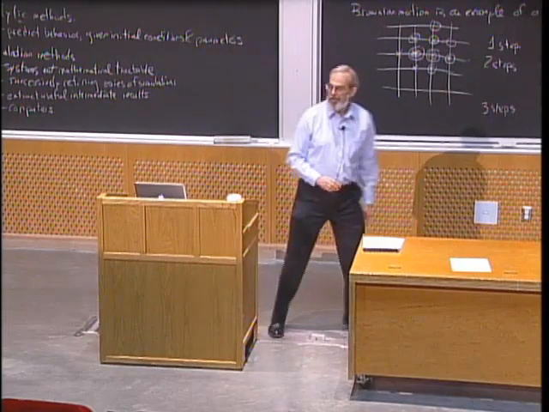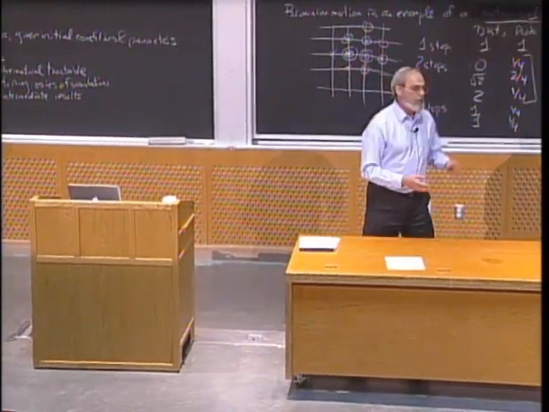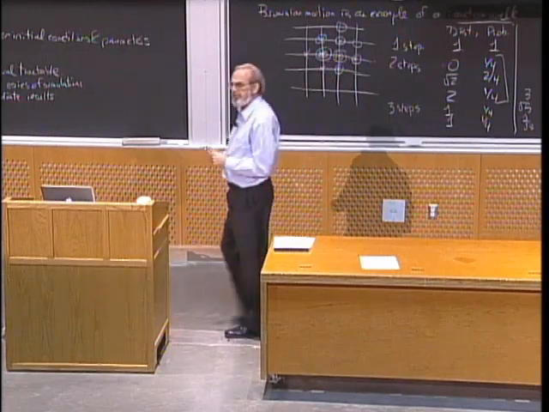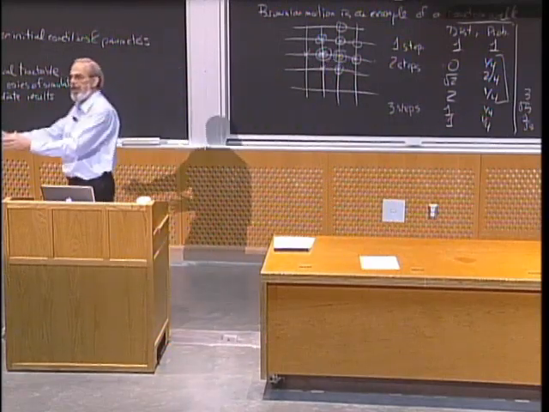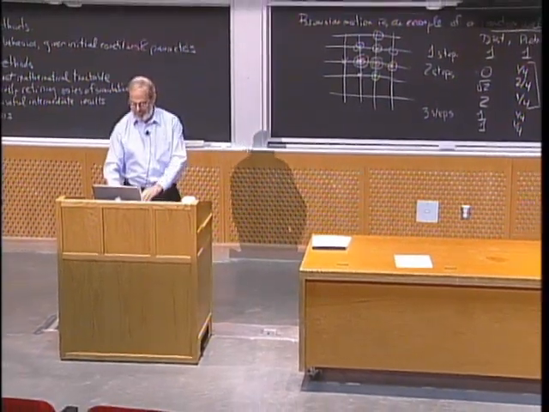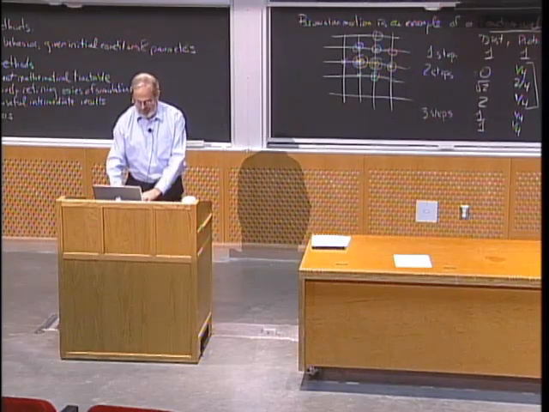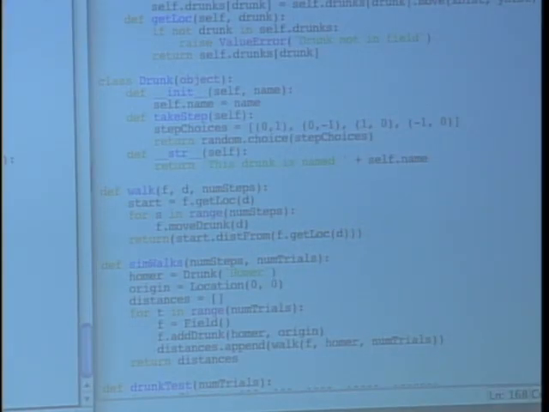Okay, so now we're ready to try the simulation. We've got locations, that's just representing a place. We've got fields, that just lets us map drunks to locations. And then we've got the ability to move the drunk around. So I can now think about making this actually move around. Let me show you a quick example. Let's create a drunk.